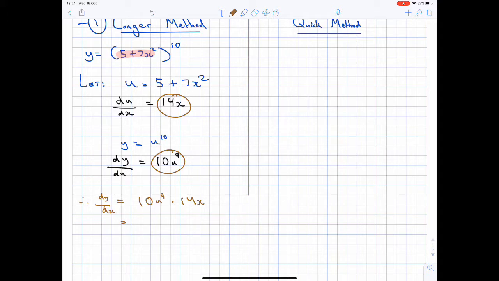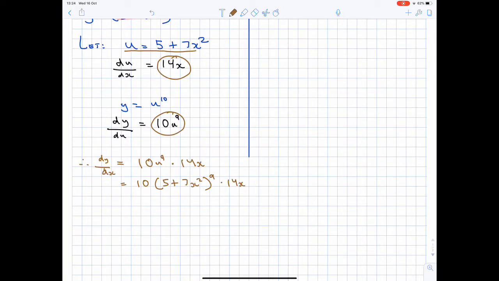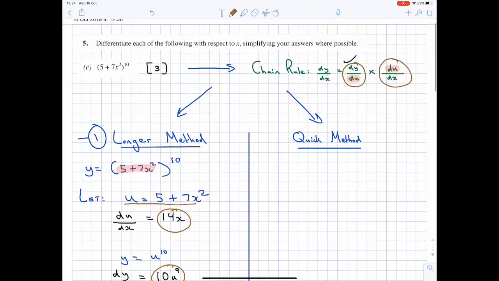And we know what u is. u is just 5 plus 7x squared, so effectively we can put that back in now. So we've got (5 plus 7x squared), and we know that was all to the power of 9. But we can't forget we've still got times 14x. We can quite easily simplify this, so we get 140x times (5 plus 7x squared), all to the power of 9. That is our answer for how to differentiate this question, and that would get us 3 marks.